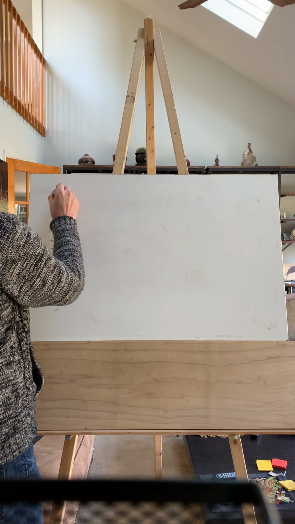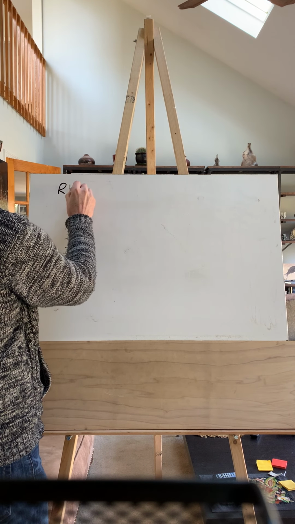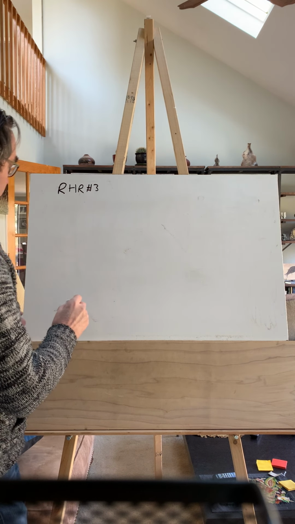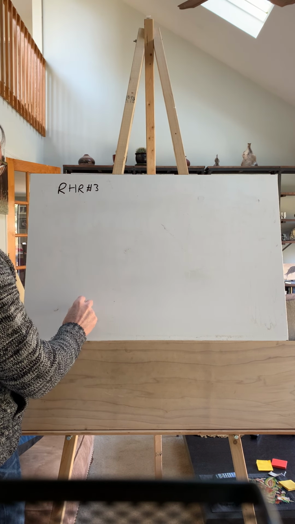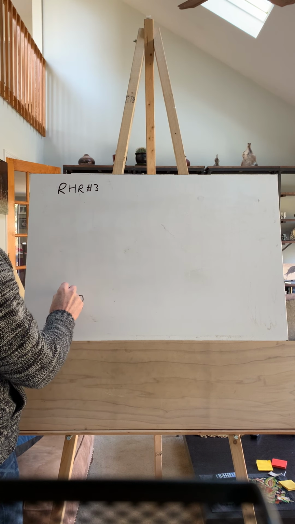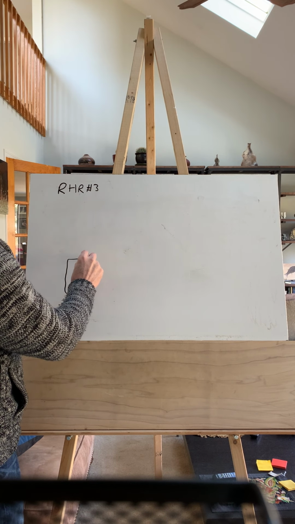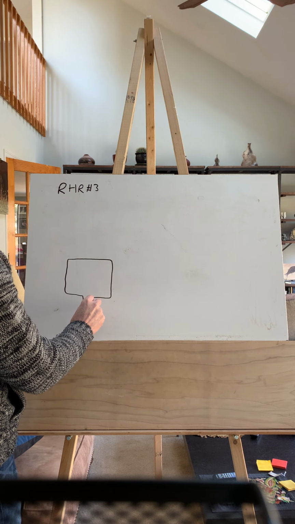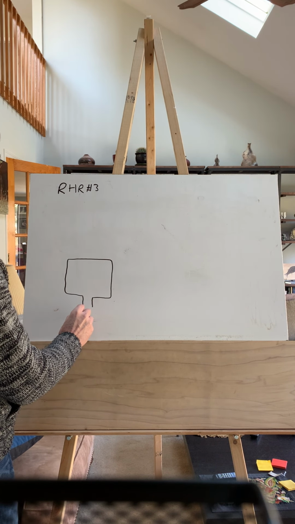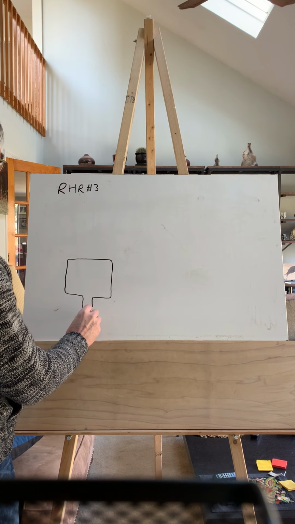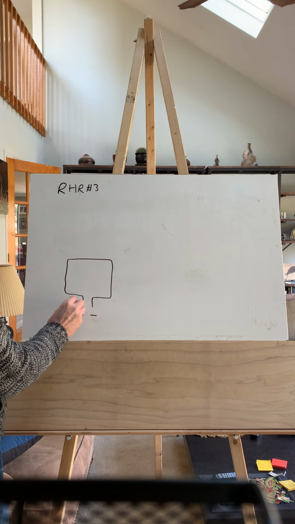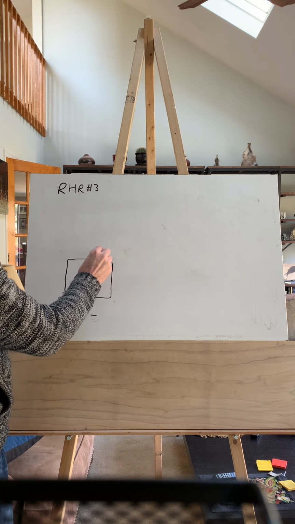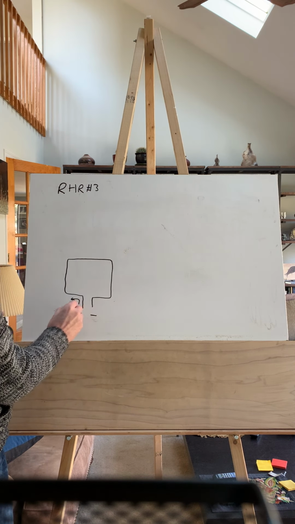Let's say, and we're thinking of right-hand rule number 3 right now, that we had a loop of wire. And we're going to run a current through it, say positive to negative, such that the current is going to go like this, then it's going to go up here, going to be going that way, then the current's going down there.